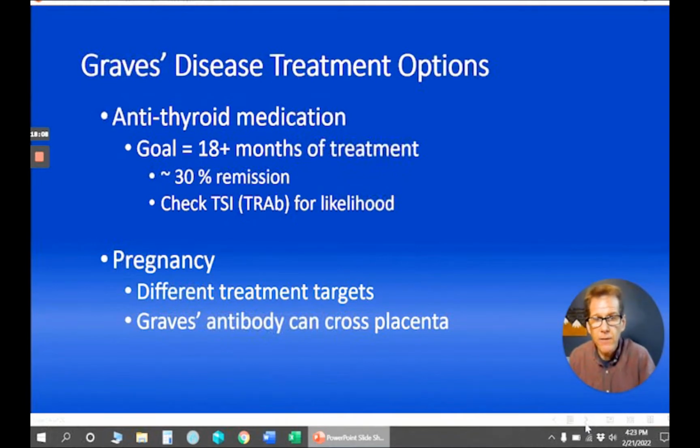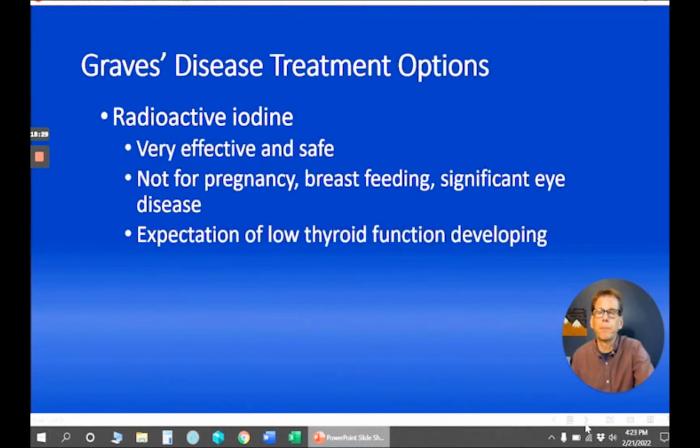And it turns out the Graves' disease antibody can cross the placenta. So it is important for your pediatrician and your OBGYN to know that you have Graves' disease and just beware of that potential for that antibody to affect the baby's thyroid function. When that happens, it's most commonly a temporary thing, but important for the doctors to look for.